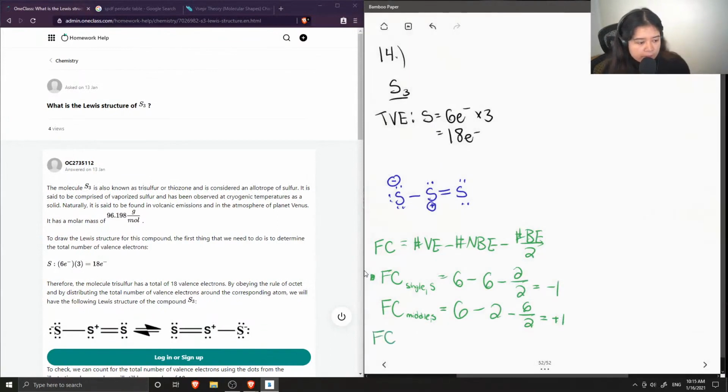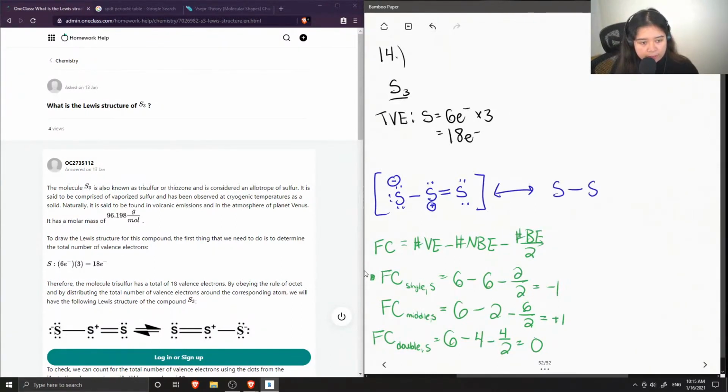And now let's find the formal charge of our double bonded sulfur. So there are 6 valence electrons. There are 4 non-bonding electrons. And there are also 4 bonding electrons divided by 2. So our last sulfur has a formal charge of 0, which is good, since we have an overall neutral compound. So we can also draw the resonance structure, just showing how that negative charge can be on the rightmost sulfur as well. Okay, so these are the 2 resonance structures for this tri-sulfur compound.